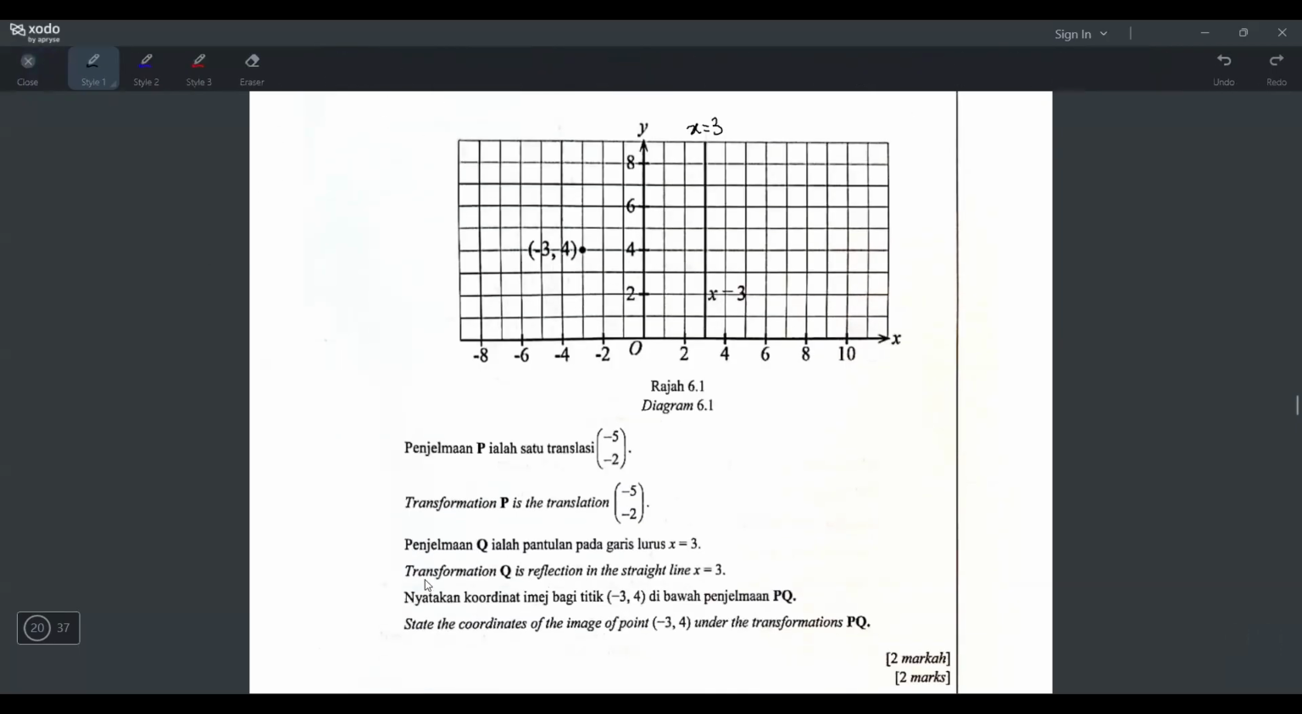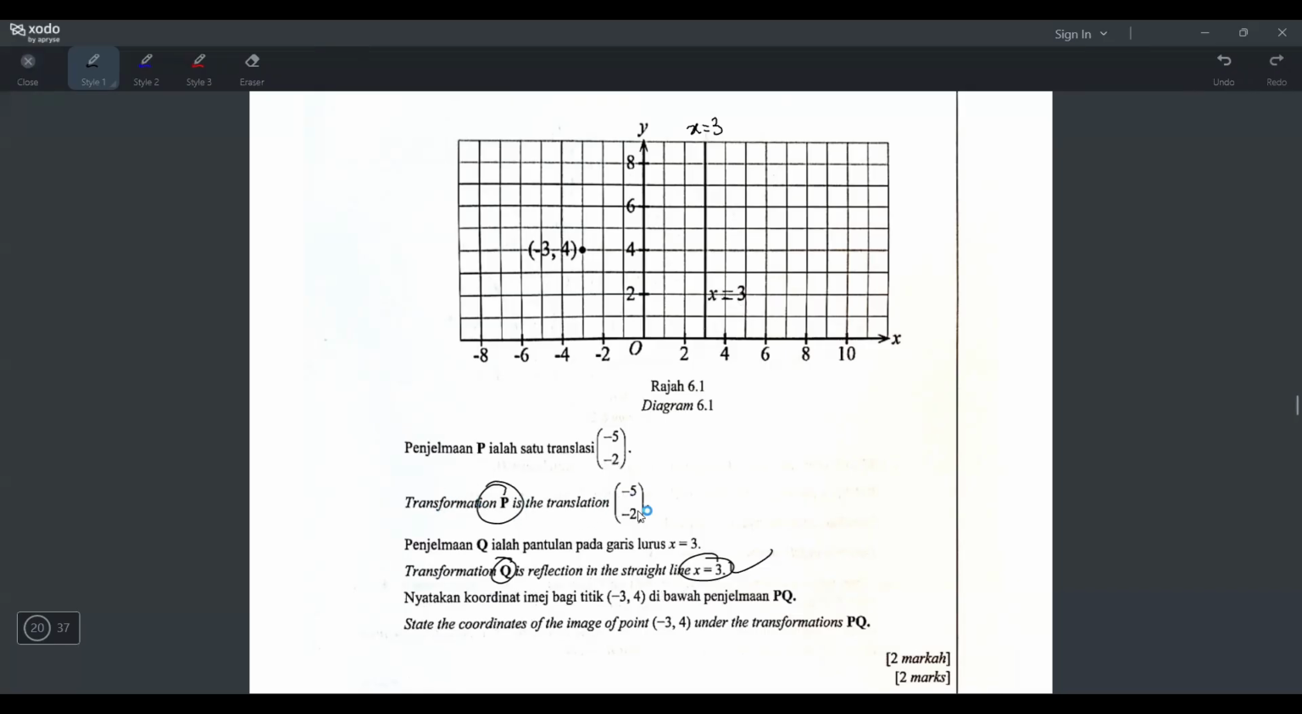Let's keep reading. Transformation Q is reflection in the straight line x equals 3. Okay, but they already drew it for me, so I don't have to draw myself. But if they never draw, I will definitely draw it myself so that I can prepare for later. Okay, no problem. Next one, state the coordinates. Oh, and transformation P, I forgot to read.